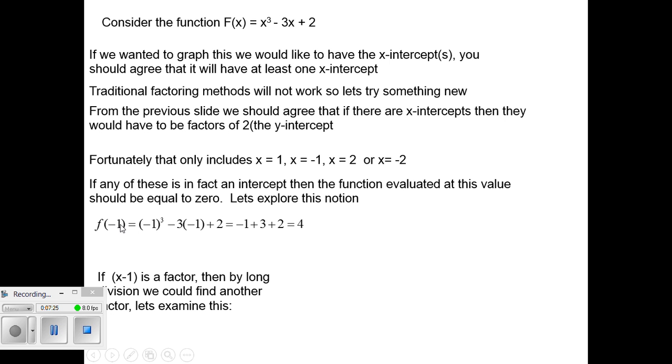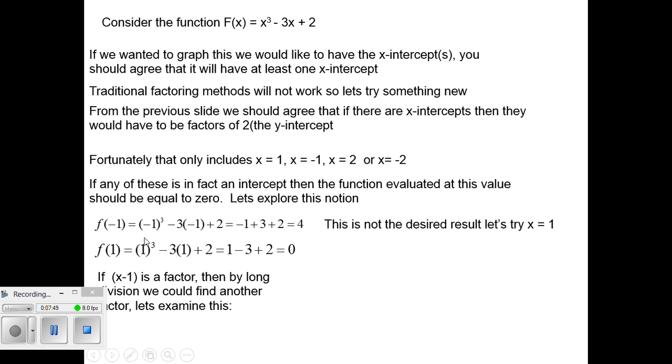F of -1: -1 plugged into the function, -1 cubed, which is -1, -3 times -1, which is 3, does not equal 0. Stop. That means x equals -1 will not be an intercept. X plus 1 will not be a factor. What happens when we try 1? When we put 1 into the function, 1 cubed, 1 minus 3 plus 2, bingo, that goes to 0.